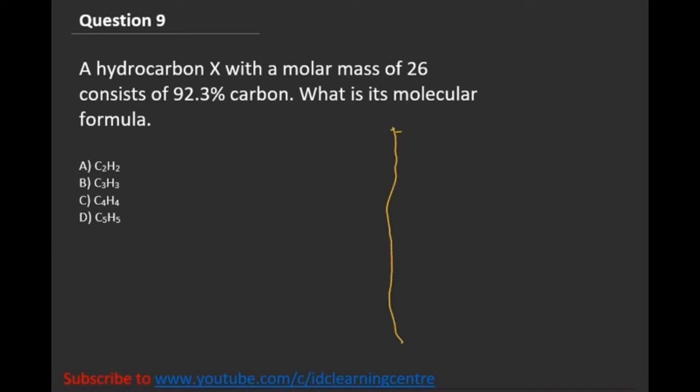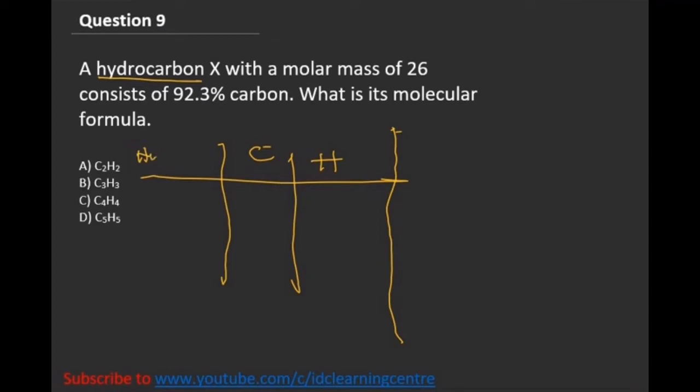So we're going to draw a table. We are given a hydrocarbon, which is to find hydrogen and carbon. So we draw a table and split it. Here will be for C, which is carbon. Here will be for hydrogen. This is the space for our hydrocarbon.